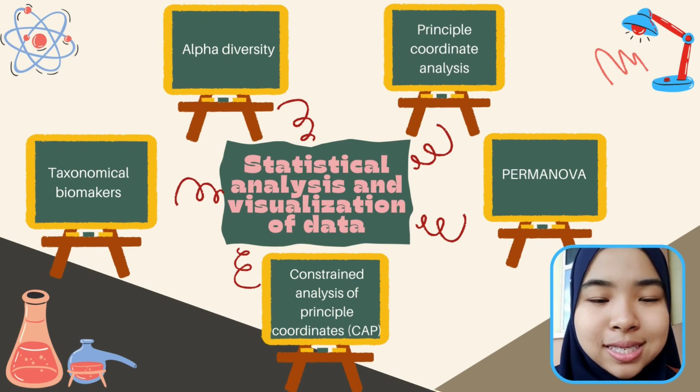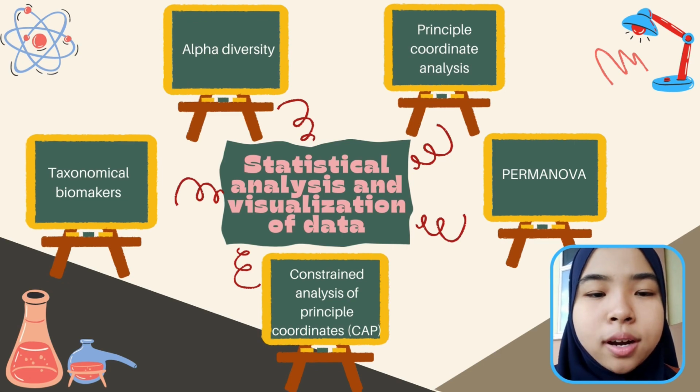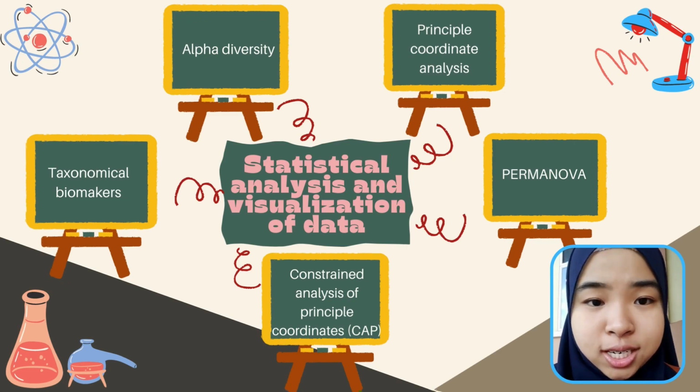Today, I will be presenting a few elements of statistical analysis and visualization on data. One of the statistical analyses that can be measured is alpha diversity. Alpha diversity is calculated based on an ecological community with respect to its richness and evenness.